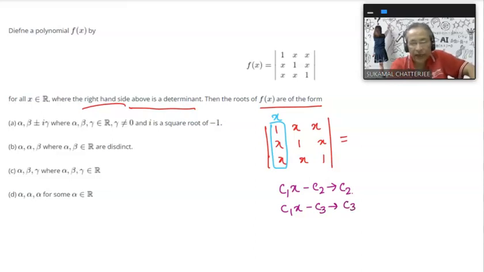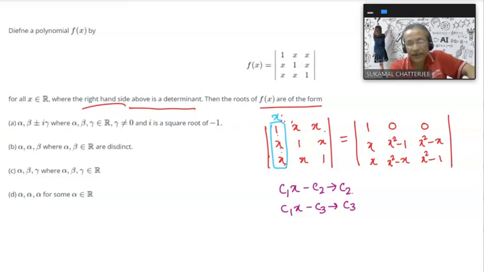If we do that, we get x into 1, which is x, minus x, which is 0. So the first column remains the same, 1 x x. The second column becomes x into 1 minus x, which is 0, x into x, x square minus 1, and x into x, x square minus x. And the third column becomes x into 1 minus x, 0, x into x, x square minus x, and x into x, x square minus 1.